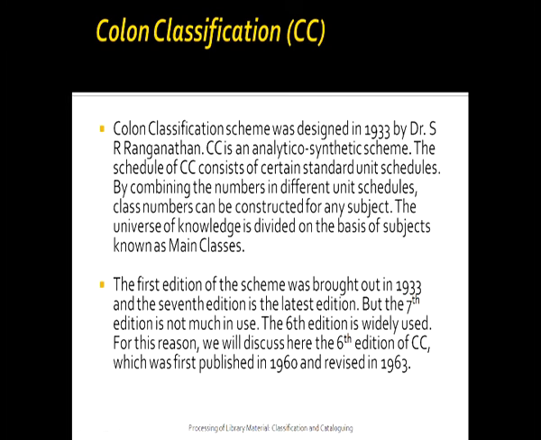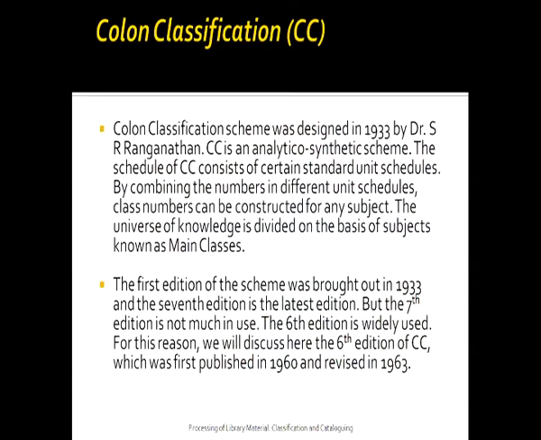The universe of knowledge here is divided on the basis of subjects which are known as main classes. The first edition of the scheme was brought out in 1933 as already mentioned, and the 7th edition is the latest edition. But the 7th edition is not much in use. So, it is the 6th revised edition that is widely used. For this reason, we will discuss here the 6th edition of Colon classification, which was first published in 1960 and revised in 1963.